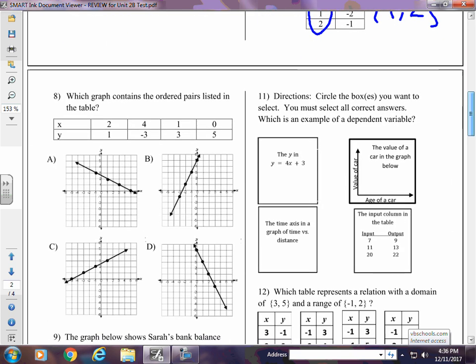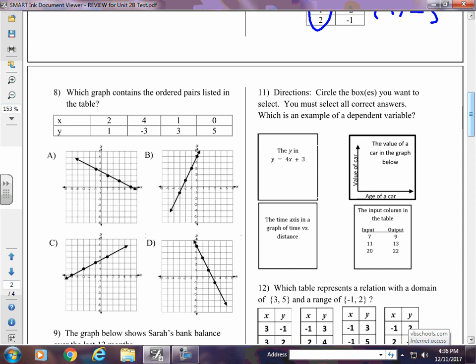Okay, for number 8, which graph contains the ordered pairs listed in the table? It's just a matter of checking your table and checking the graphs and seeing which one works. So if I start with 2, 1, this is one ordered pair. That means I go right 2 and up 1. Okay, well, letter A does not have that dot. So we're throwing it out.